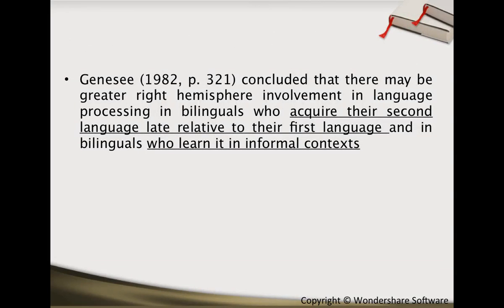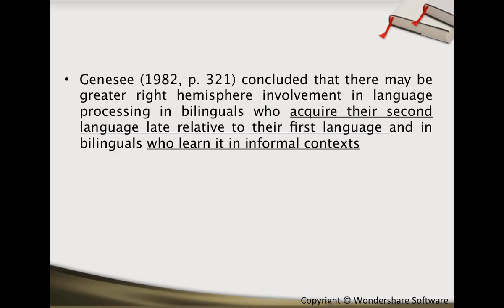Genesee, 1982, page 321, concluded that there may be greater right hemisphere involvement in language processing in bilinguals who acquire their second language late relative to their first language, that is, they acquire the second language formally at school or elsewhere, and in bilinguals who learn it in informal contexts. They are exposed to it.